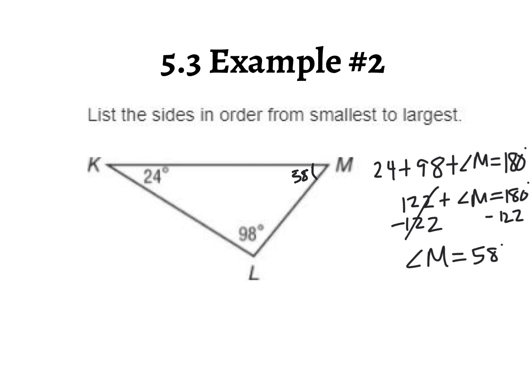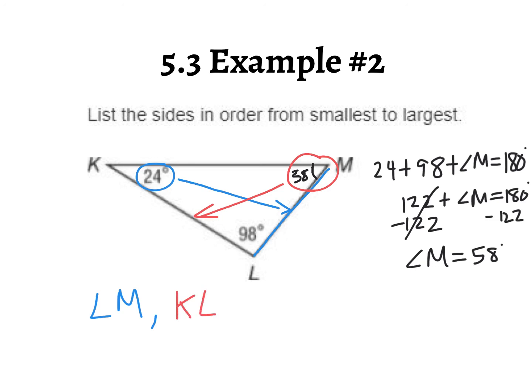I'm going to go with the smallest angle first. The smallest angle is 24 degrees, and that's across from the smallest length, ML or LM. I would never do this based on the way that it looks, because triangles are never drawn to scale. You want to go with the property. 24 is across from LM. LM is the smallest. Okay. The next one is 58. 58 degrees is right across from side LK or KL. And then the largest side will be across from the largest angle, which is 98 degrees. That makes this one the largest, which means KM.